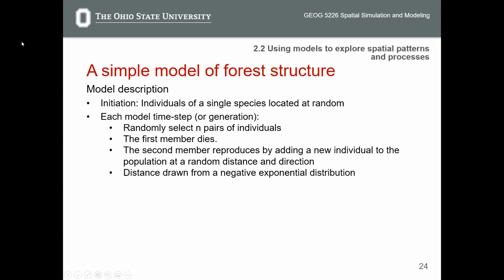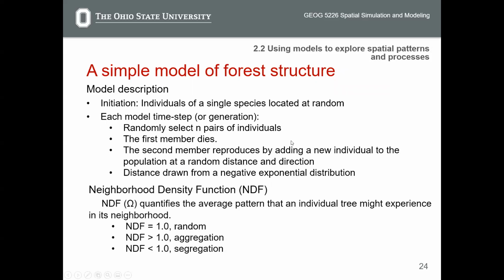So for each step, we do these several things. These are the rules for this model. Okay, I will repeat it again. Randomly select n pairs of individuals, and the first member of each pair dies. The second member of each pair reproduces by adding a new individual to the population at a random distance and direction.